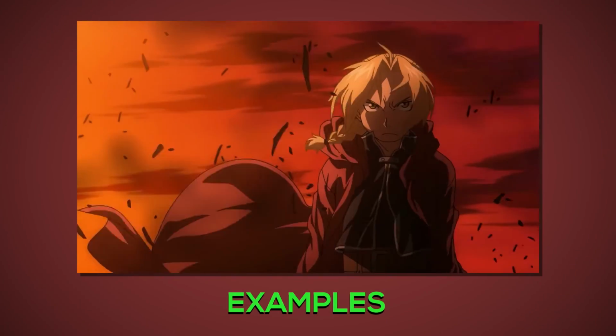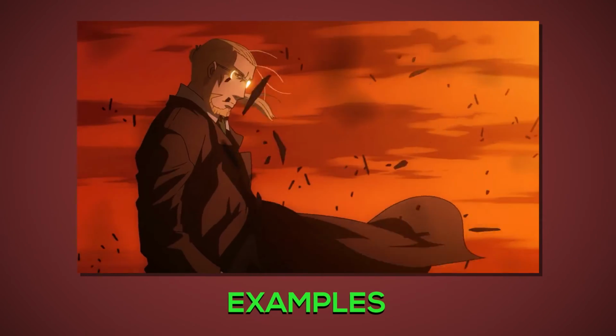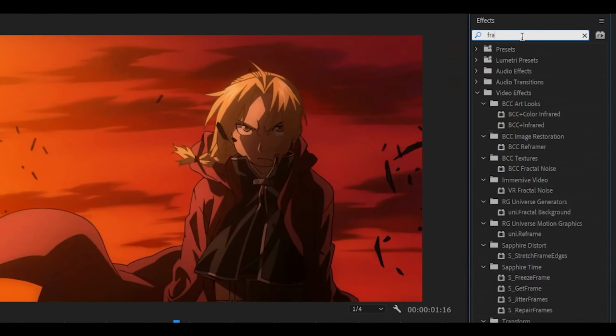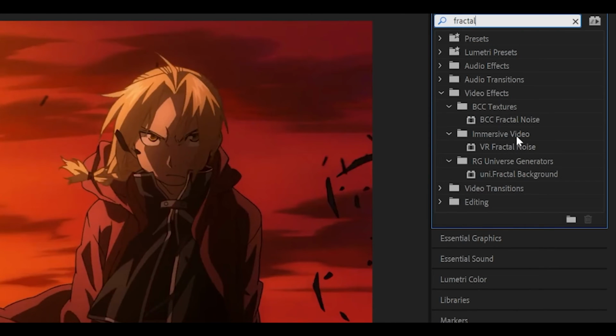So hey everyone, here's how to use the Fractal Noise effect to make smoke in Premiere Pro, so let's get started. The first thing you want to do is search for the Fractal Noise effect, the one underneath Immersive Video called VR Fractal Noise. Just drag that onto your clip.